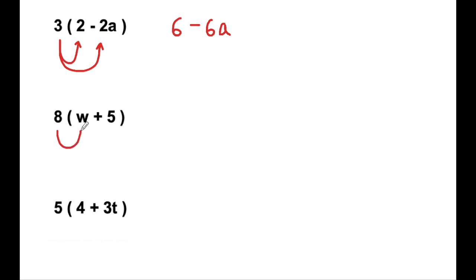Next we have 8 bracket w plus 5. So you do 8 times w, then 8 times 5, which you get 8w. 8 times 5 is 40.